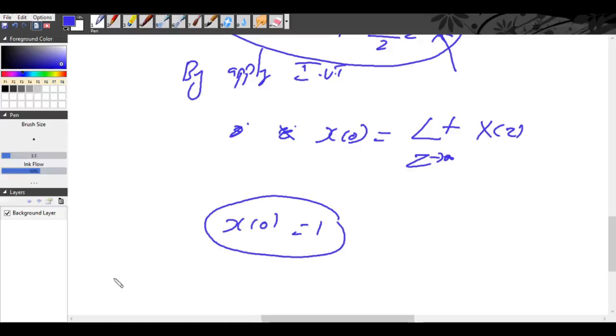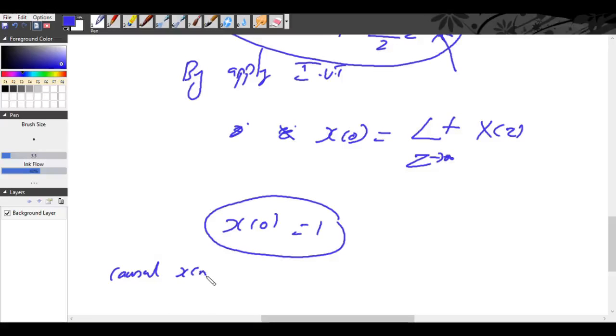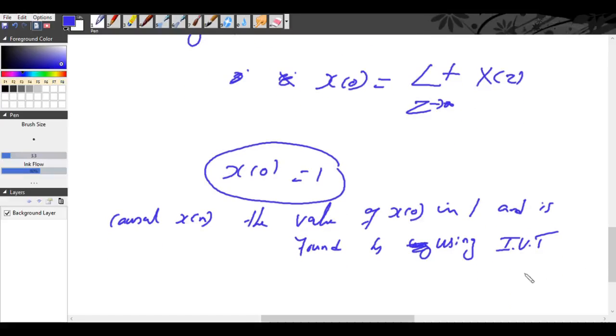So for a causal sequence x of n, the value of x of 0 is 1 and is found by using the initial value theorem. Next is the final value theorem.